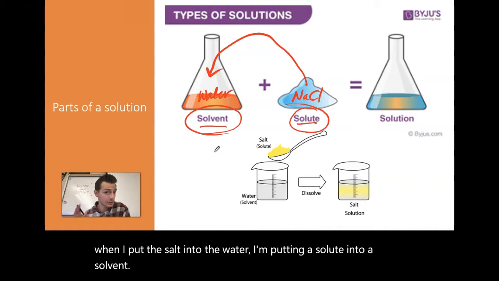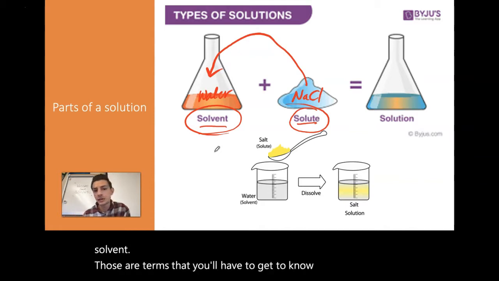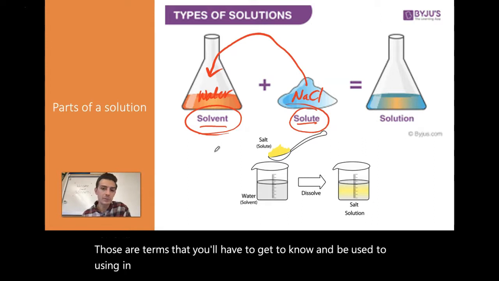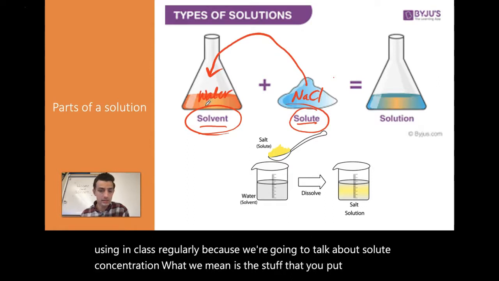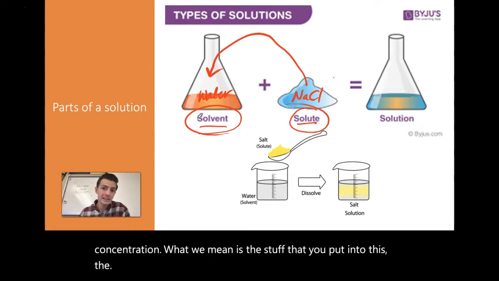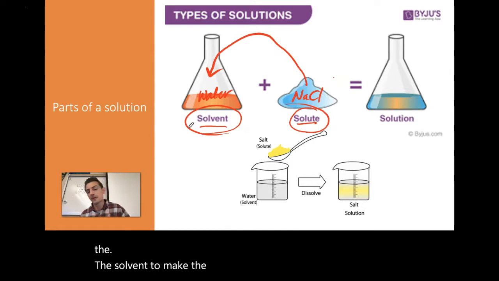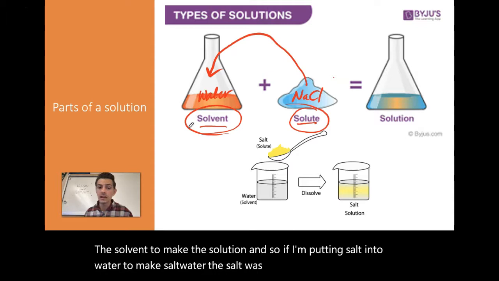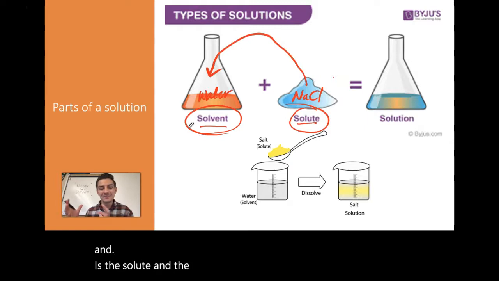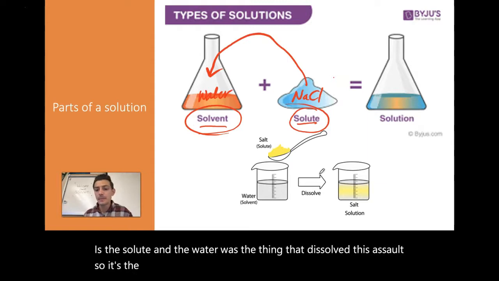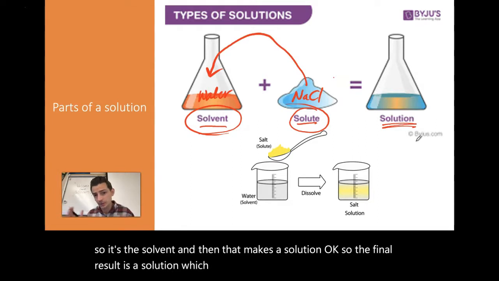Those are terms that you'll have to get to know and be used to using in class regularly, because we're going to talk about solute concentration. What we mean is the stuff that you put into the solvent to make the solution. And so if I'm putting salt into water to make salt water, the salt was dissolved, so it's the solute, and the water was the thing that dissolved the salt, so it's the solvent. And then that makes a solution. So the final result is a solution, which is solute plus solvent.